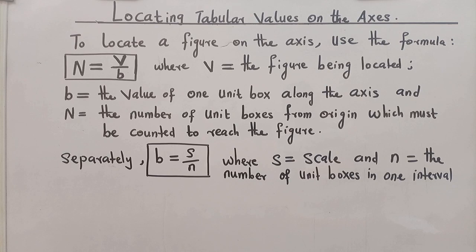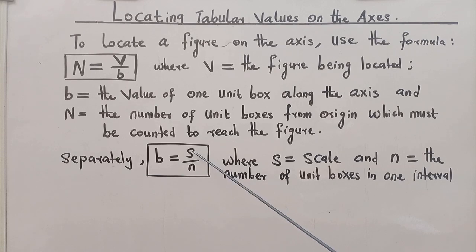Like I said earlier, it is better we practice using it than taking our time to give examples where talking about them alone may not be enough. But before then, still, separately, this b has its own expression or its own formula. b, recall, is the value of one unit box along the axis. What value corresponds to it? It has its own formula. What is it? It is equal to S over small n.